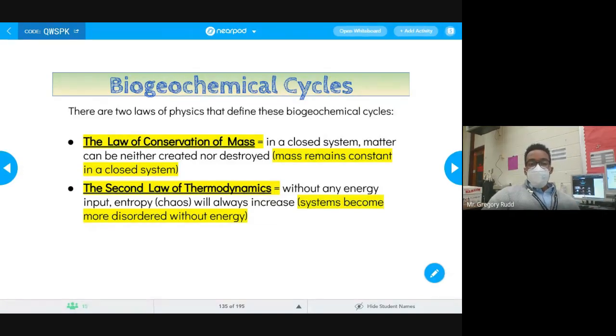The other law is the second law of thermodynamics, which states that without energy input, entropy will always increase. So systems become more disordered without the input of energy.